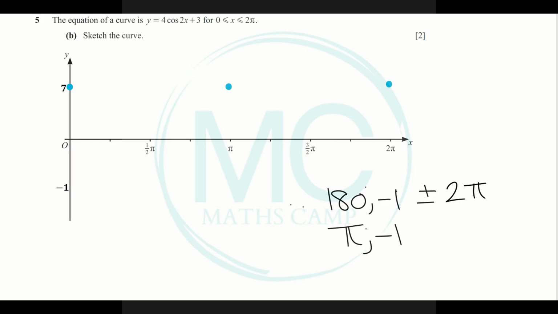But again, here we are working with cos 2x. The coefficient of x affects not only the x-coordinate of each point, but the interval as well. So in this case, we divide the x-coordinate by 2 and the interval by 2. So the interval becomes pi. From this, we can see we will have a minimum turning point at (1 over 2 pi, negative 1) and (3 over 2 pi, negative 1). And we can sketch our curve like this.